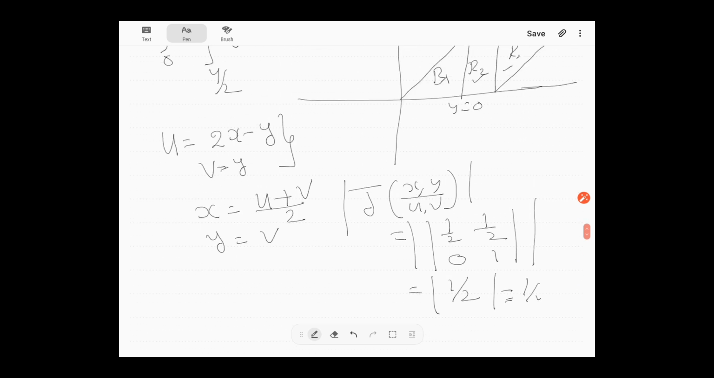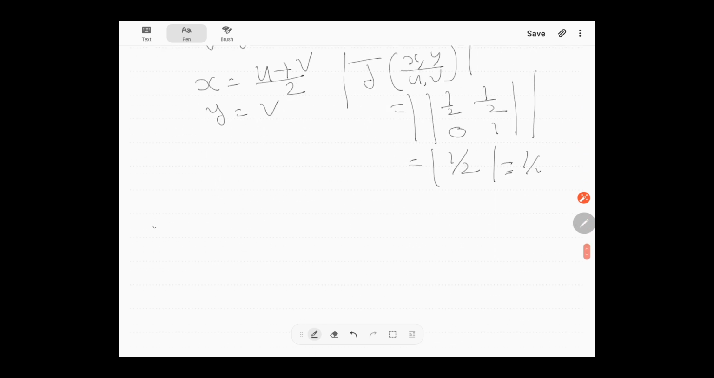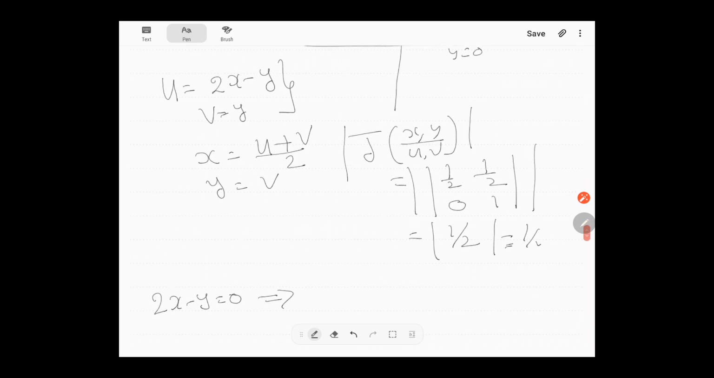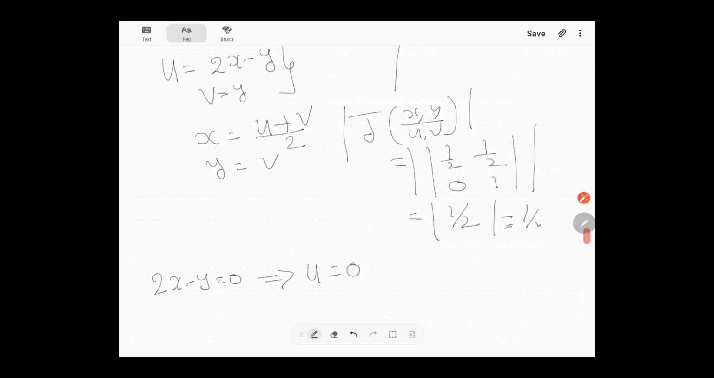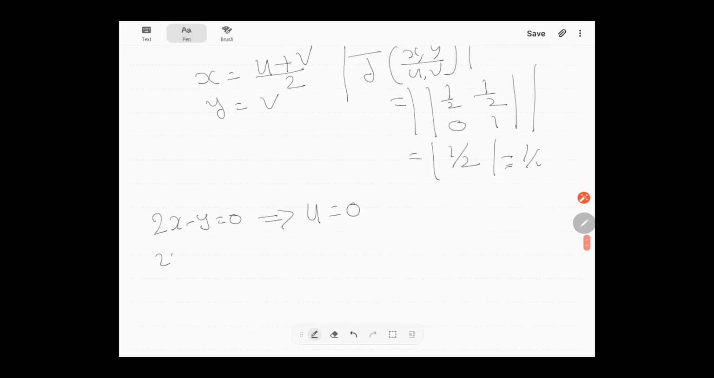Now let us see to what region it is changed. You have one line here: 2x minus y is equal to 0. What does 2x minus y equal to 0 become? Since the transformation uses 2x minus y as u, that is u is equal to 0. What is the other boundary of this domain? The other boundary is the line 2x minus y is equal to 4, which in uv coordinates is equivalent to u is equal to 4.